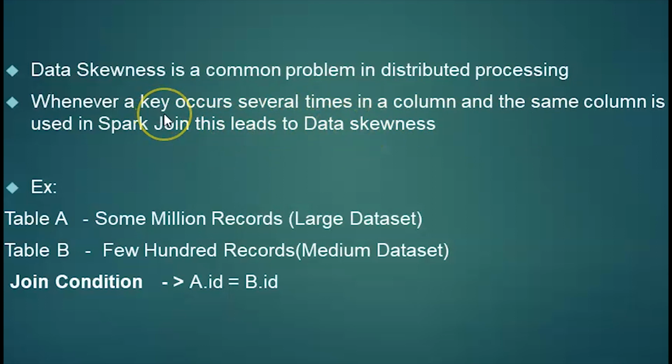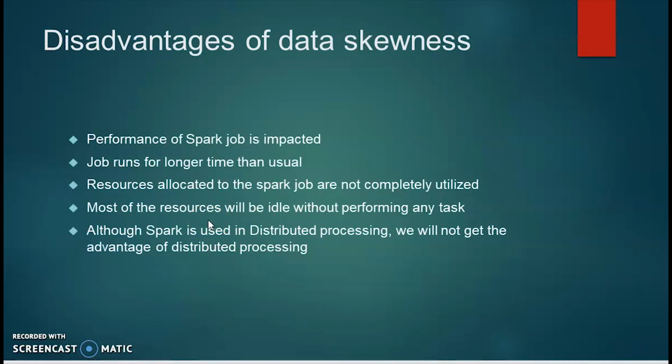What this means is that when some chunk of data on a key occurs a lot of times compared to other values, this creates an uneven distribution of the data, and this leads to a major problem called skewness. Let's say there are two tables, table A and table B. Table A has some million records, which is a large data set, and table B has a few hundred records, which is a medium data set. When we join both the tables on a column ID, if this column is not uniformly distributed, then we get into this issue.